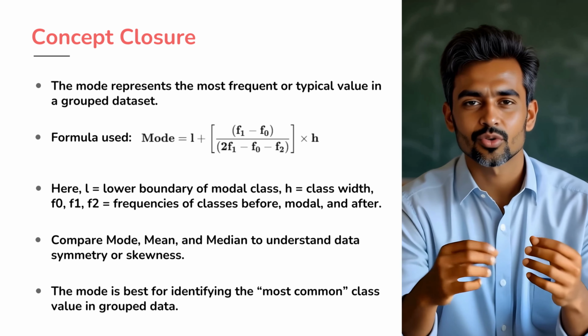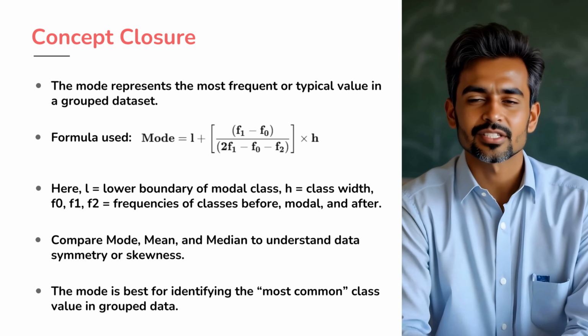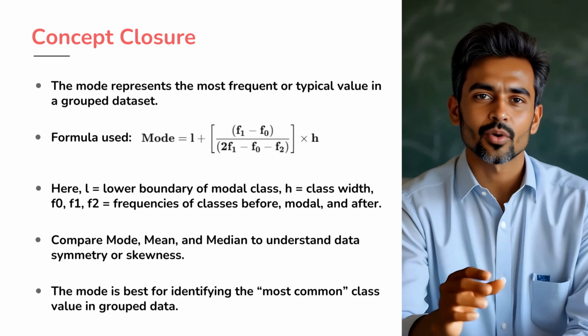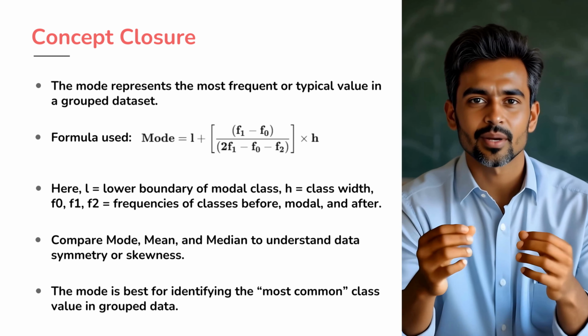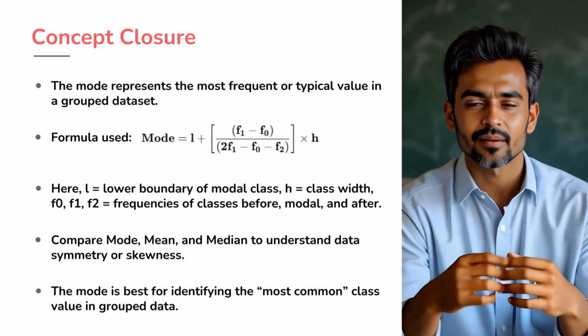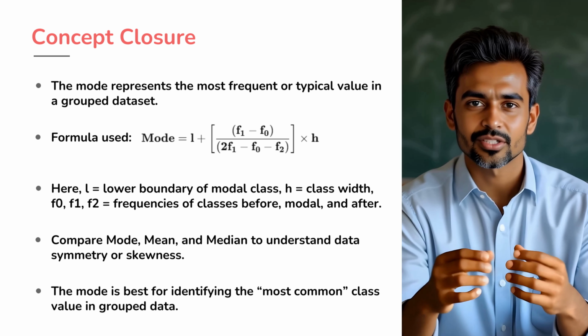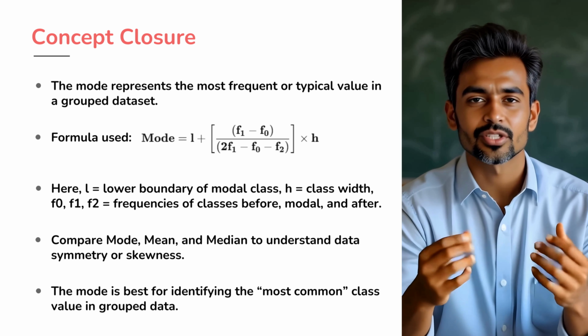We also saw how to interpret it with real examples like family size and marks, and compared it with the mean to understand skewness. And remember, the mode answers the question, what is most common? While the mean answers what is average. Both are important, but the mode often tells you the story of popularity. And that's how we find the mode of group data, the true celebrity of statistics.